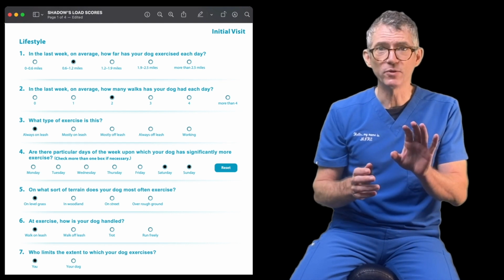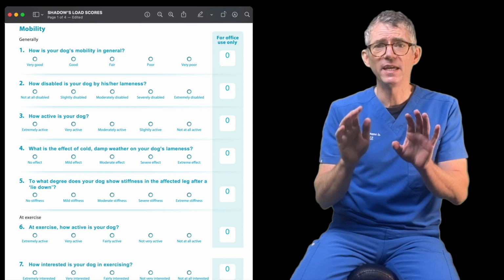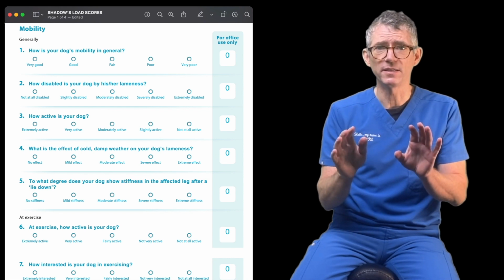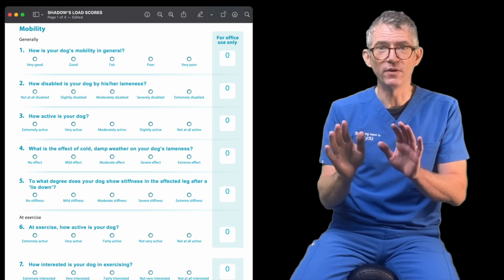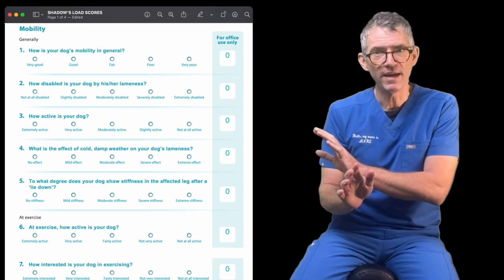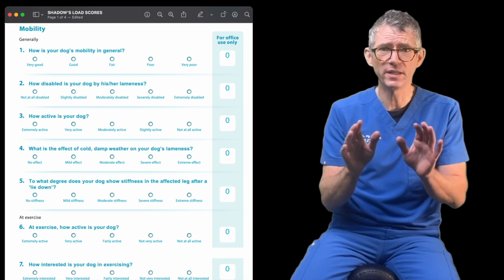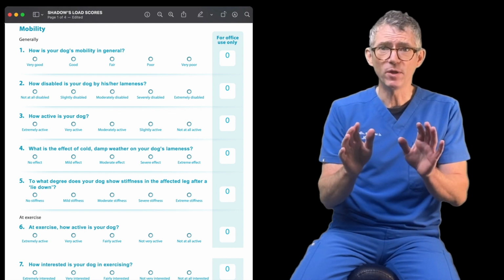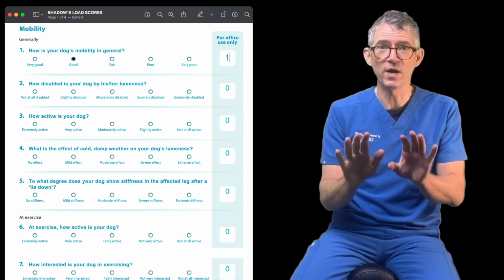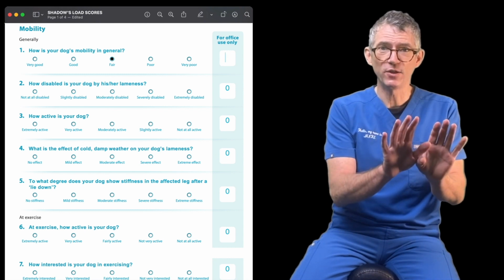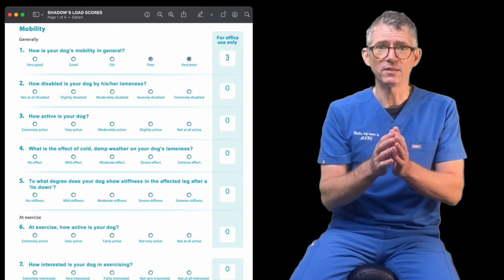The actual score is generated from the answers to 5 questions about mobility and 8 questions about exercise. Each question scored from 0 to 4, with 0 on the left and 4 on the right. If we use question 1 as an example, very good mobility gets a score of 0, good mobility gets 1, fair gets 2, poor gets 3, and finally very poor gets a score of 4.